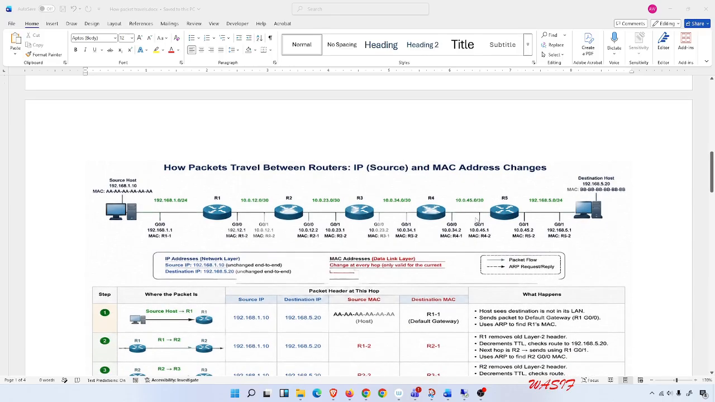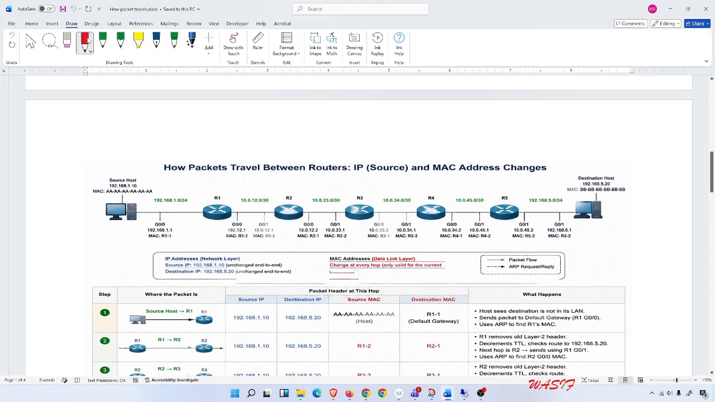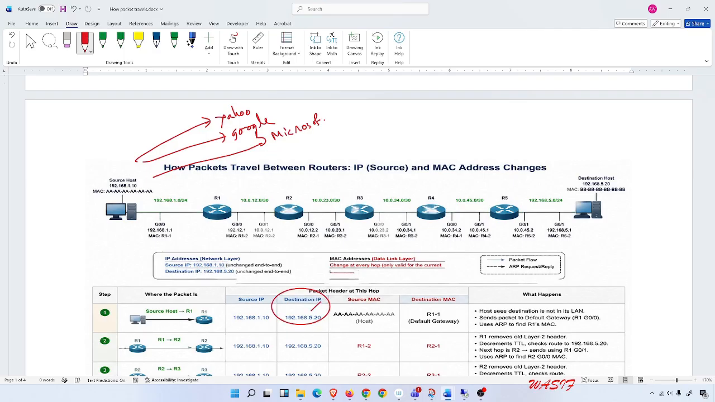Now that brings me to an important point. If you are sending the packet to Yahoo, Google, or Microsoft, the destination IP address will be different, because Yahoo has a different IP address, Microsoft has a different IP address, Google has a different IP address. However, you are always sending the packet to your default gateway, and your gateway is always the same. So you will always see the destination MAC address is your router's MAC address.